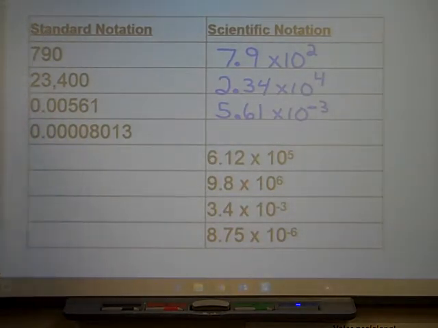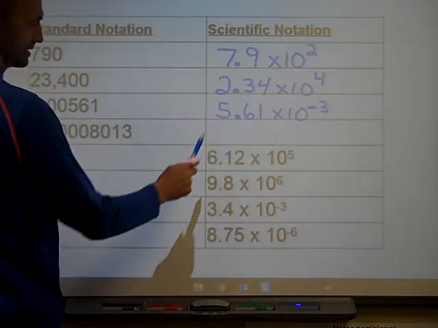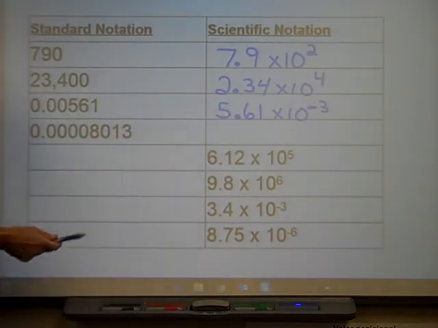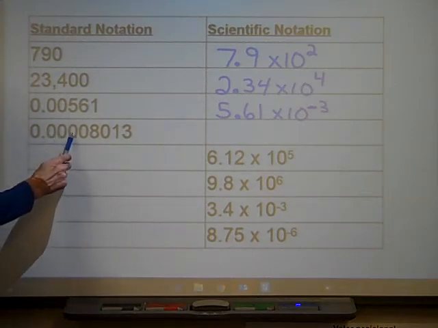Let's take a look at this one. We've got a lot of zeros up front, but as we've said in the other examples, for scientific notation, we look for the first digit that is not a 0.